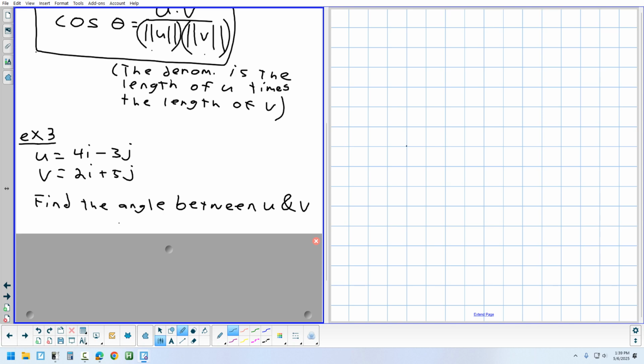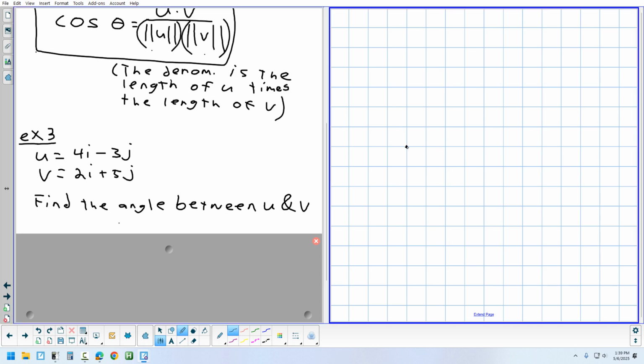If I start right there, how would I draw vector u? Over 4, down 3. Which way is over 4? To the right. Right 4, down 3. So that is vector u. Now I'm going to start at the same point. How would I draw v? Right 2, up 5. So we want to figure out that angle right there.